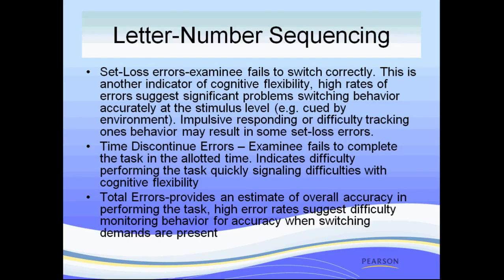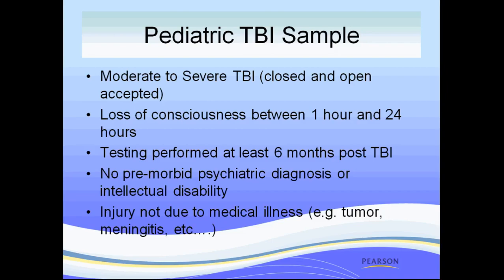Okay, talk about those. We have a sample of pediatric TBI. This is data that you don't find in the manual. This is data we had from another study, and it helps inform us as to what kind of results we might anticipate when we're evaluating children who have had a moderate or severe brain injury.